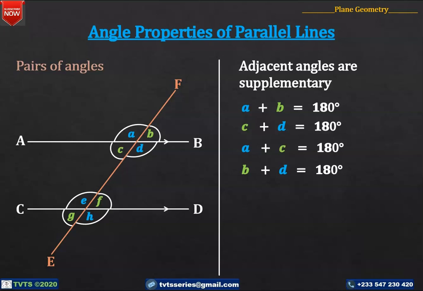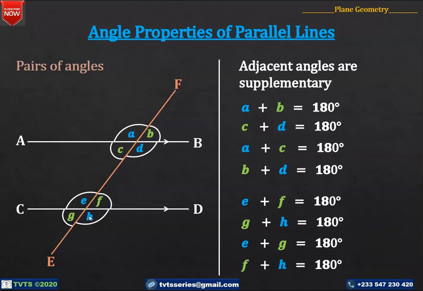And at the meeting point of lines CD and EF, E plus F is equal to 180 degrees. G plus H is equal to 180 degrees. E plus G is equal to 180 degrees. And F plus H is also equal to 180 degrees.